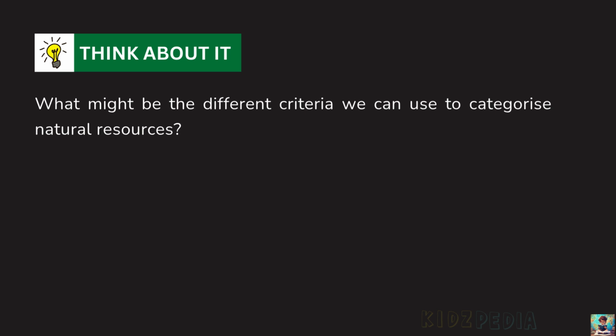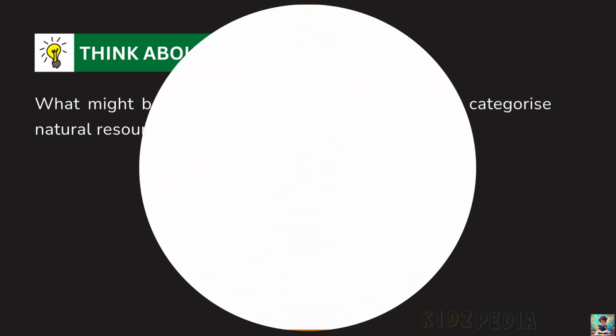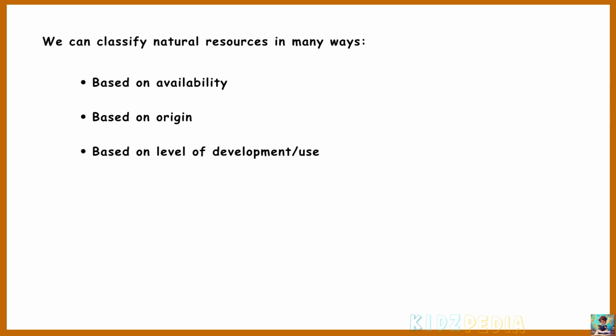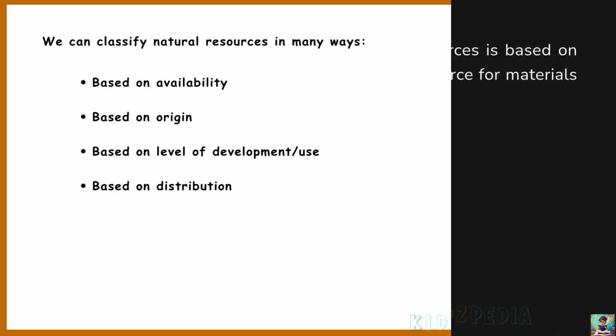Think about it. What might be the different criteria we can use to categorize natural resources? Criteria means the basis or rule we use to group things. So think on what basis can we group natural resources. We can classify natural resources in many ways. It can be categorized based on availability, based on origin, based on level of development or use, and based on distribution also.